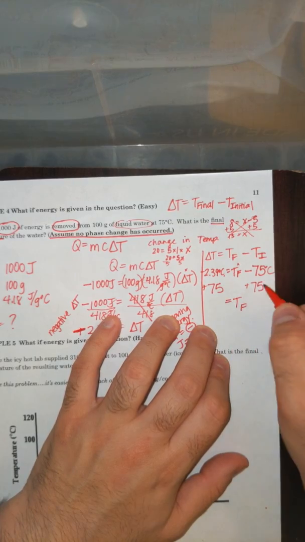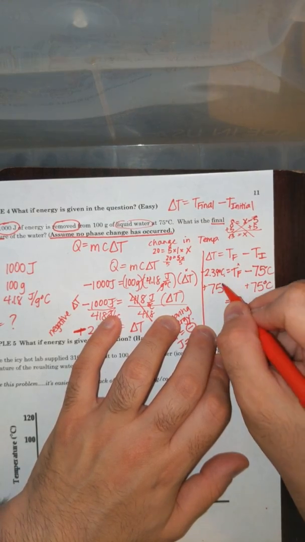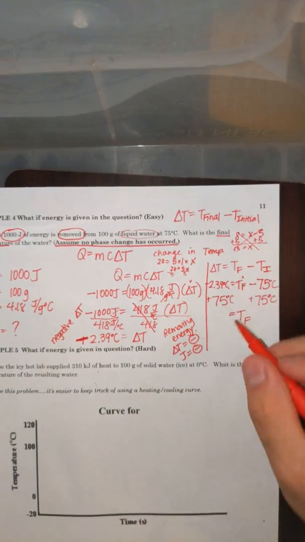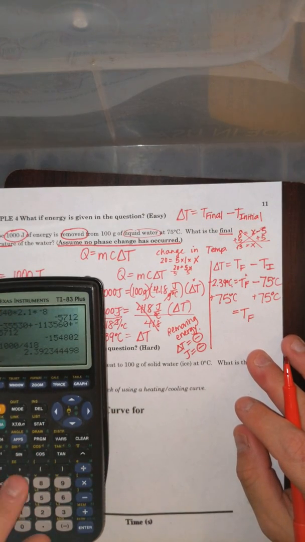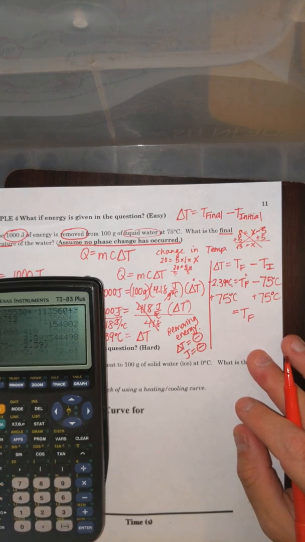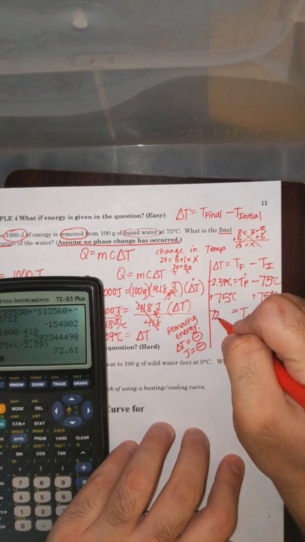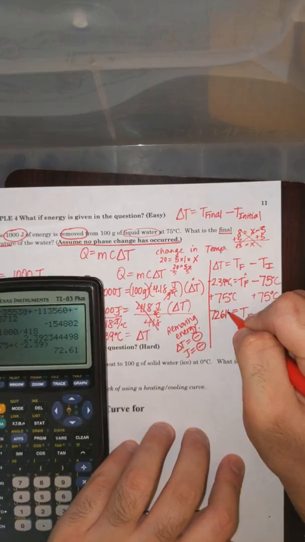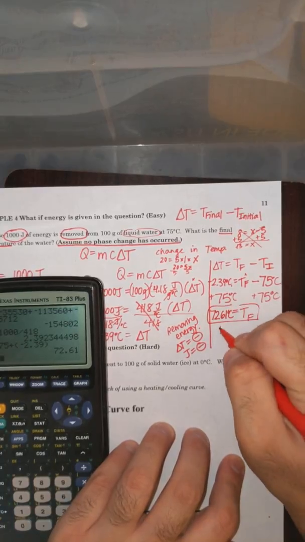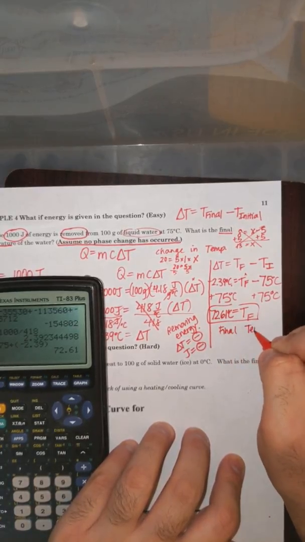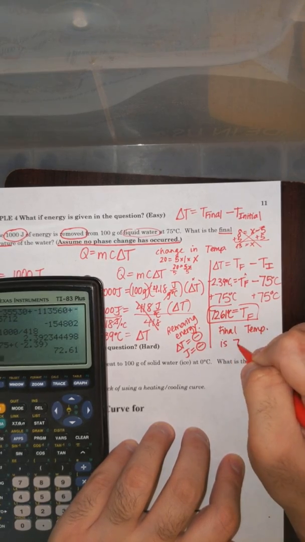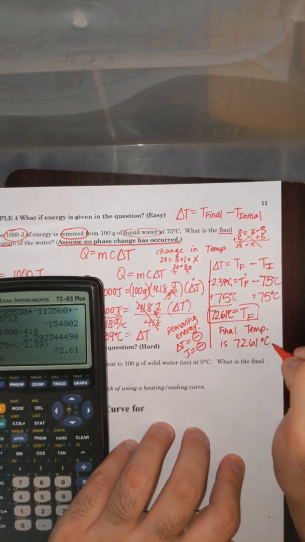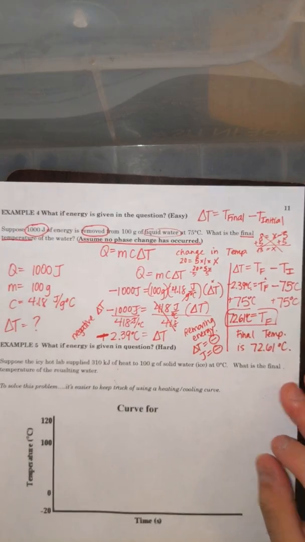Which means T final is equal to 75 plus negative 2.39, and I get 72.61 degrees Celsius. The final temperature is 72.61 degrees Celsius. Now, does this make sense?